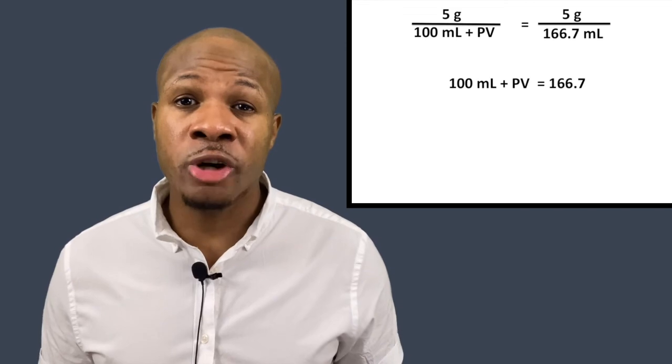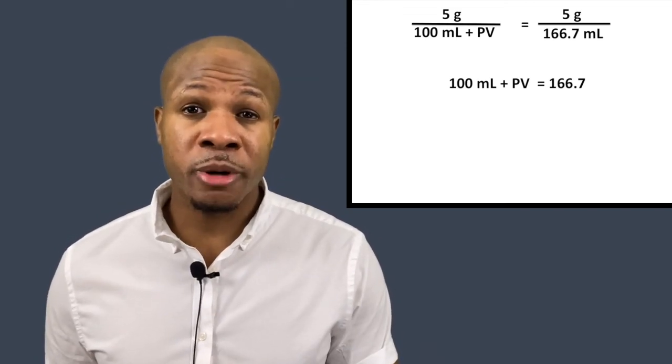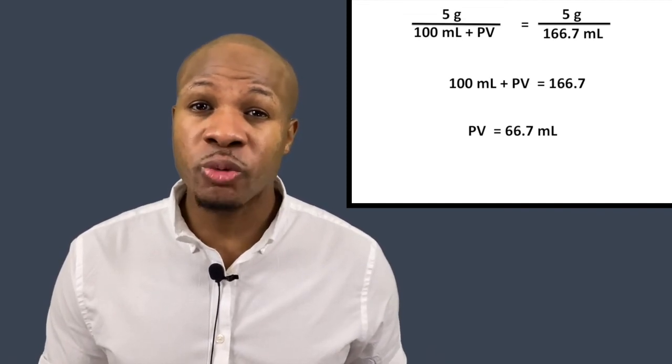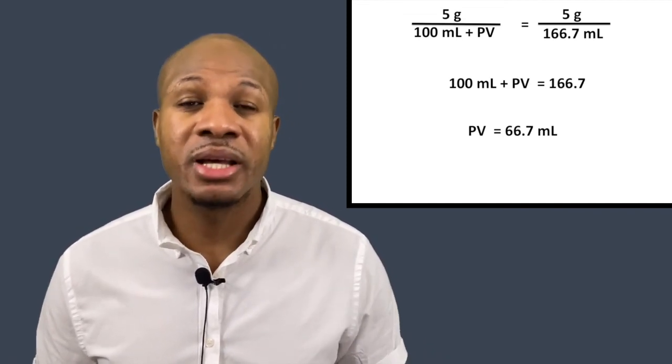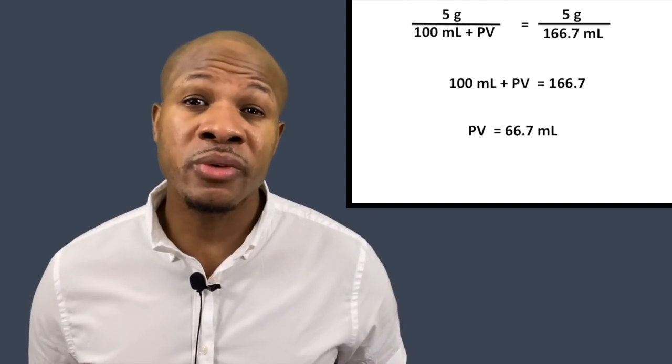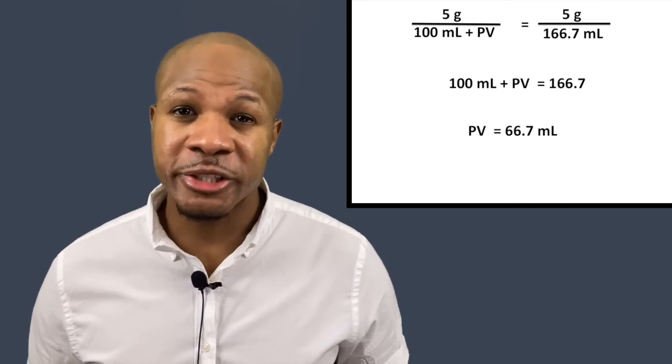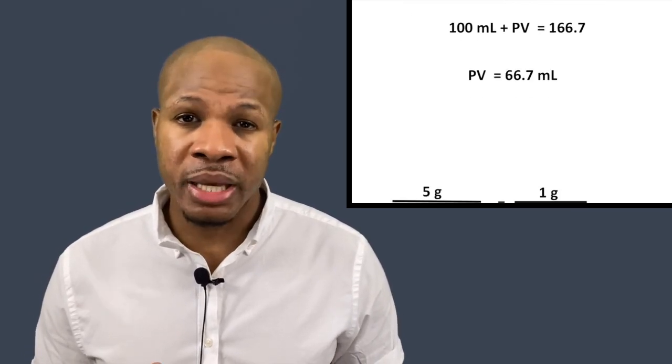And then now we can solve for the powder volume. We subtract 100 from both sides, and then we get 166.7 minus 100, which equals 66.7. So that is the powder volume. The powder volume, or the drug volume, is 66.7 milliliters. That is what we need to take into account to be able to get this answer correct.